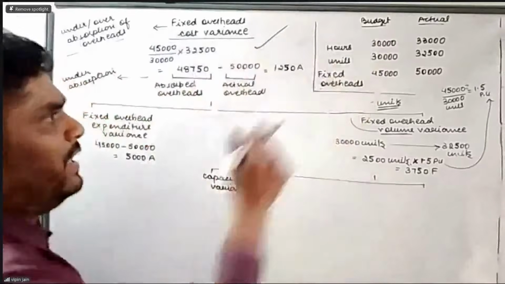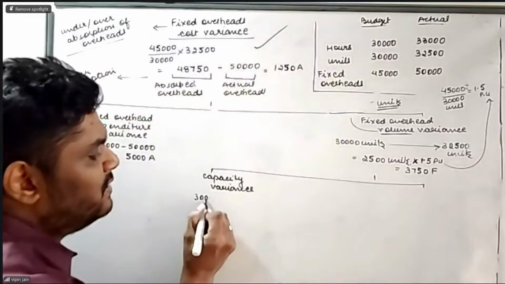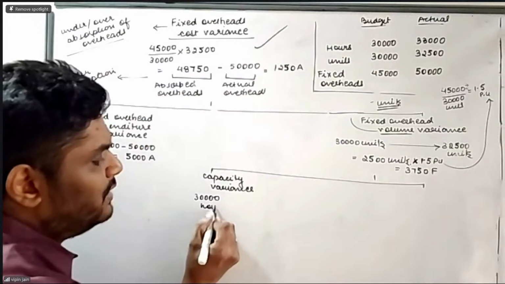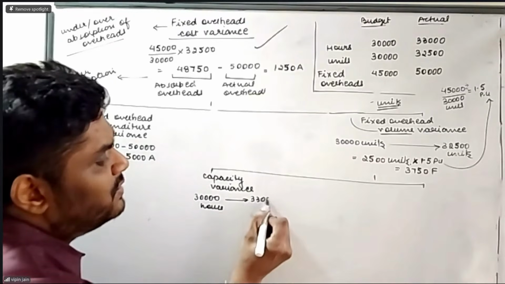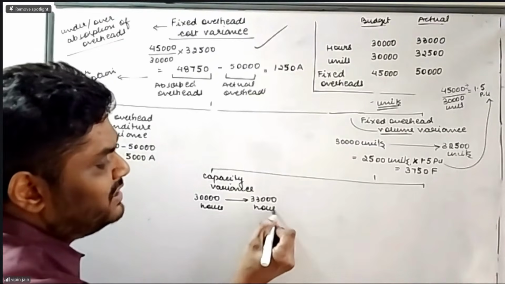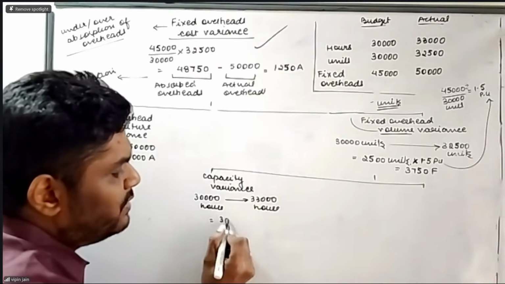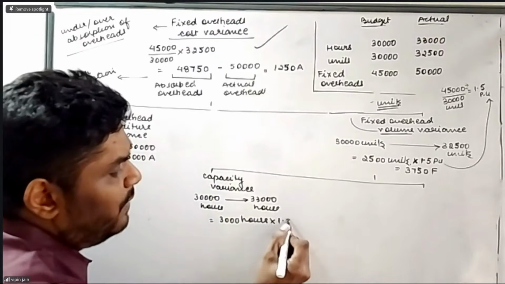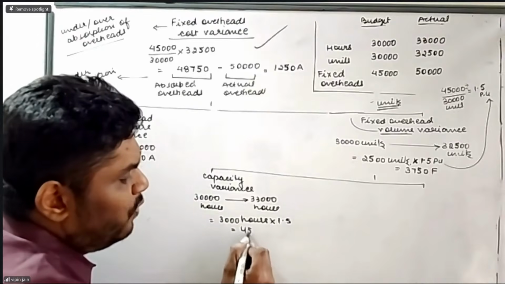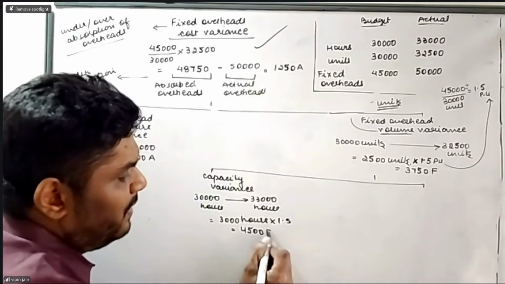So our capacity was for how many hours? 30,000 hours. We worked for how many hours? 33,000 hours. How many hours extra did we work? 3,000 hours, into the rate per hour, 1.5. So this will be 4,500 favorable.